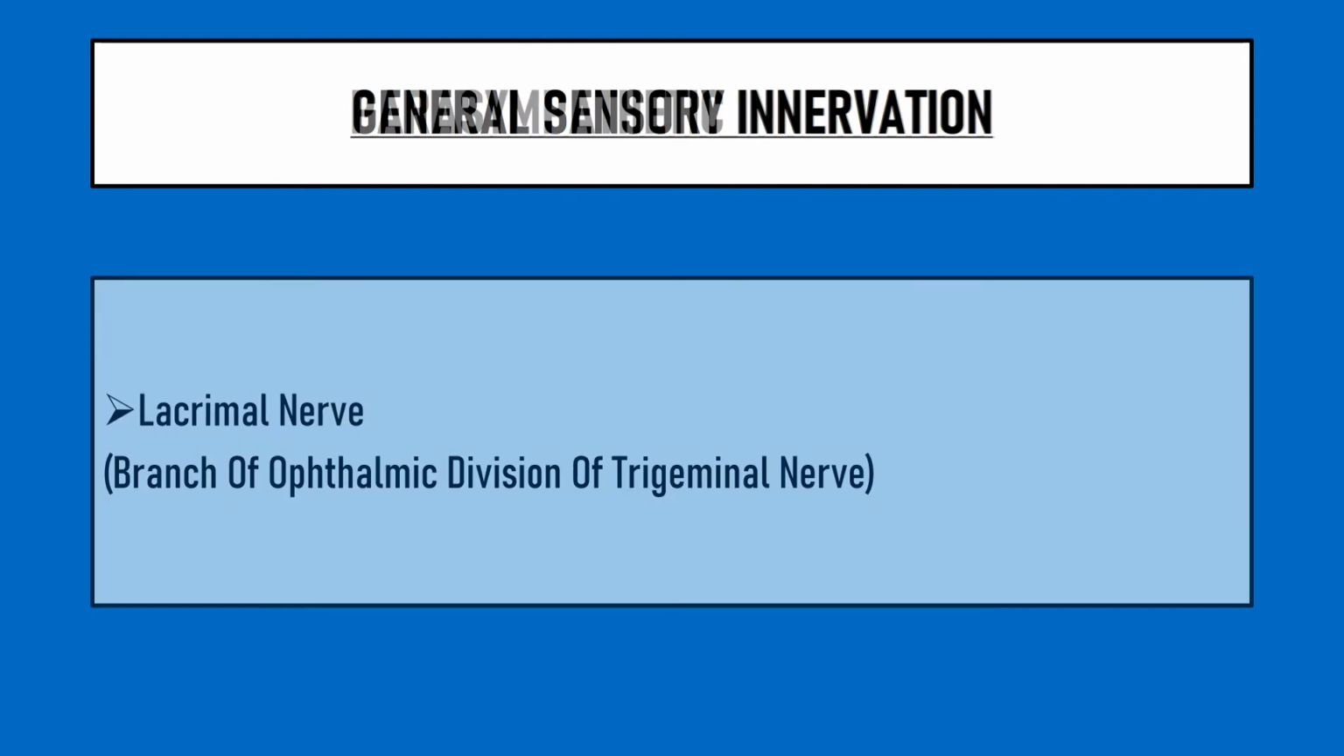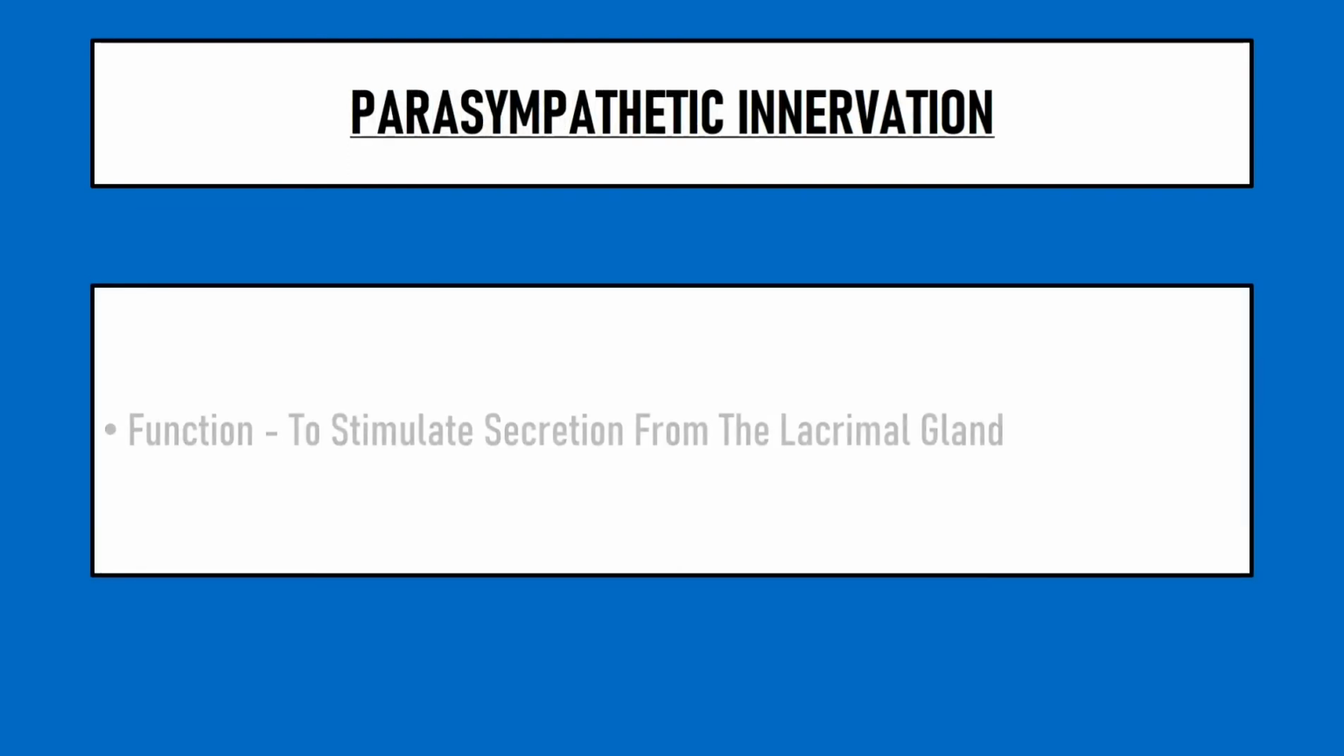Parasympathetic innervation. The function of parasympathetic innervation is to stimulate secretion from the lacrimal gland. So this pathway is quite complex and I have tried to simplify it as much as I could. So let's begin. The efferent pathway starts at the superior salivatory nucleus of the facial nerve. To understand that, we need to start from the basics.